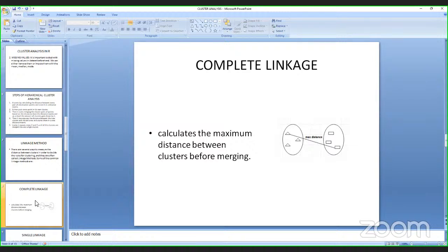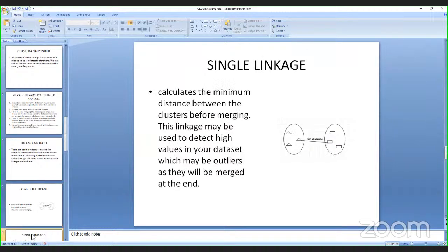Number 1 is complete linkage. It calculates the maximum distance between the clusters before merging. So before merging happens, it calculates the maximum distance there is between the clusters. The image also represents that.